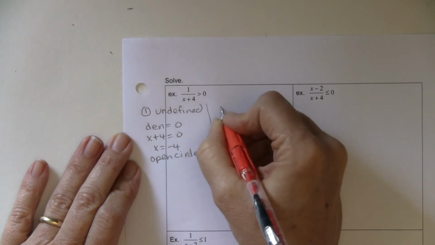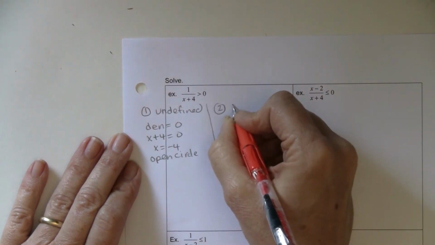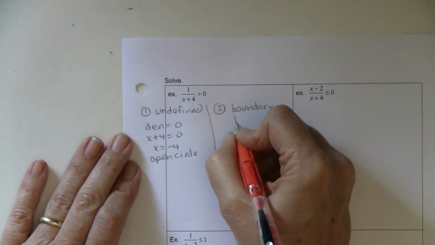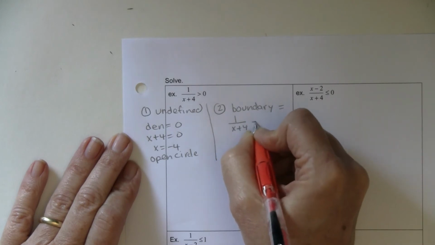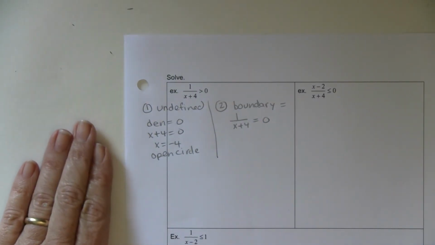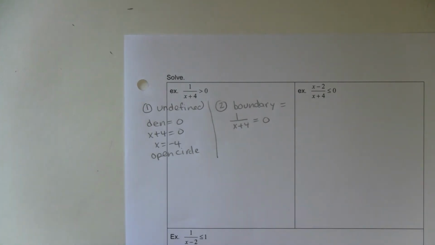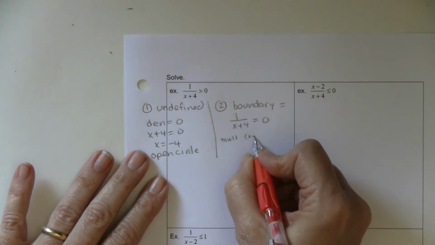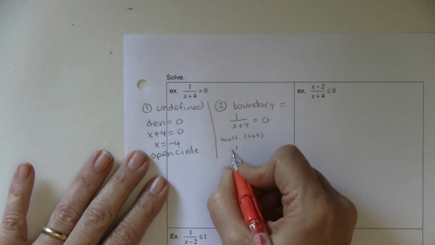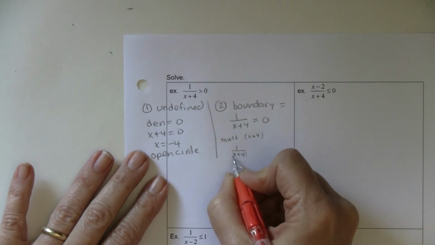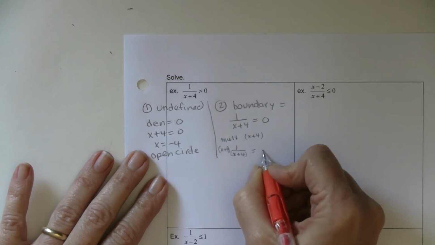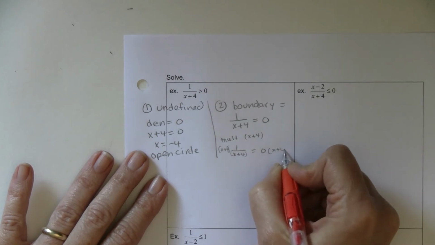And then the second step, if you will, is the boundary points. And that happens at equals. That's when 1 over x plus 4 equals 0. And so you would solve this by either cross multiplying, which would be fine, or by multiplying by the denominator. So if I multiply by the denominator, I would be multiplying by x plus 4 on both sides. So 1 over x plus 4, I'm going to multiply this by x plus 4. And on the other side, I have 0, and I'm going to multiply that by x plus 4.